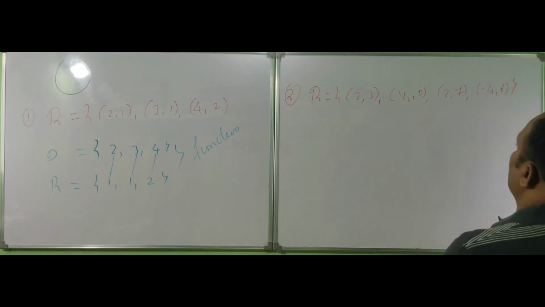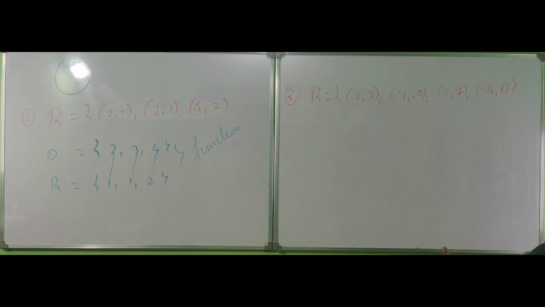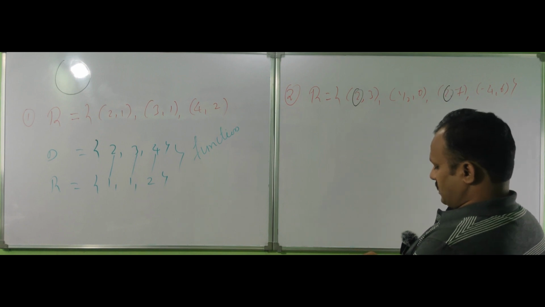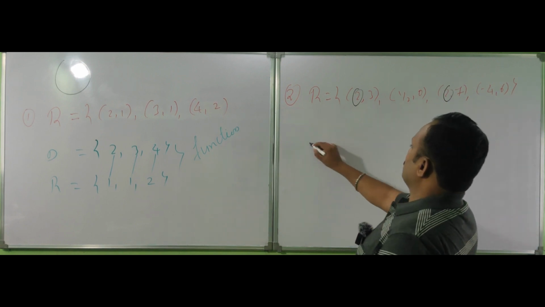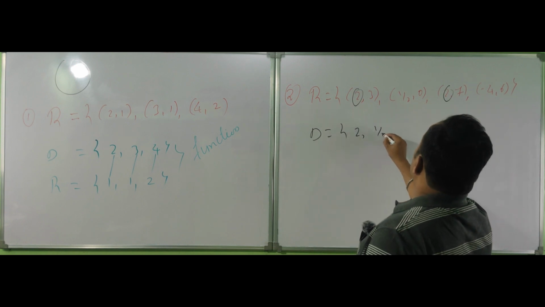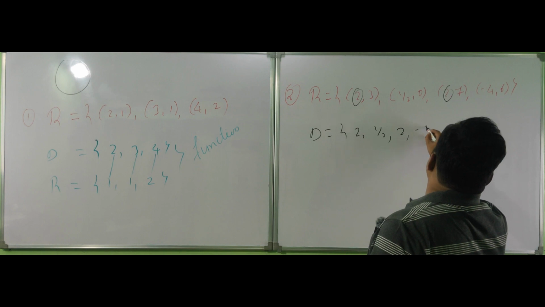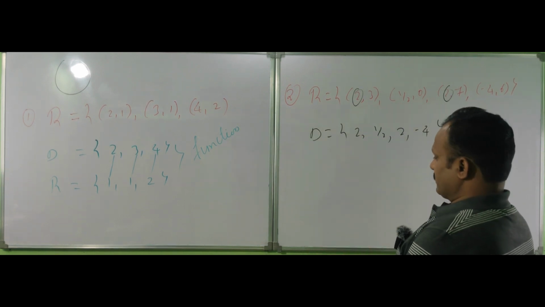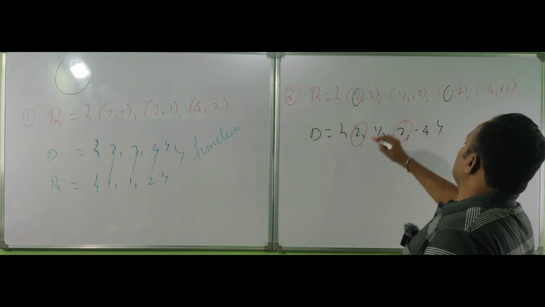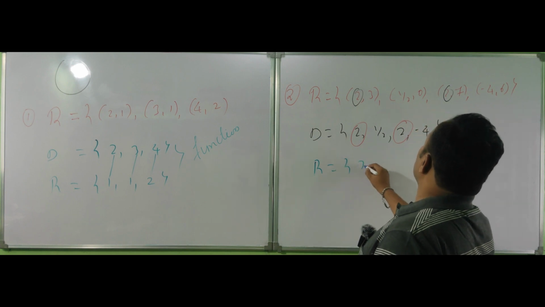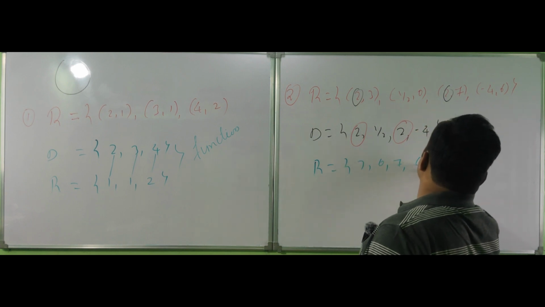First write the domain and range. One thing you should remember: we have 2 here and 2 here. Just write it. First write the domain: 2, 1/2, 2 and minus 4. Repeating doubles. And the range is equal to 3, 0, 7 and 6.